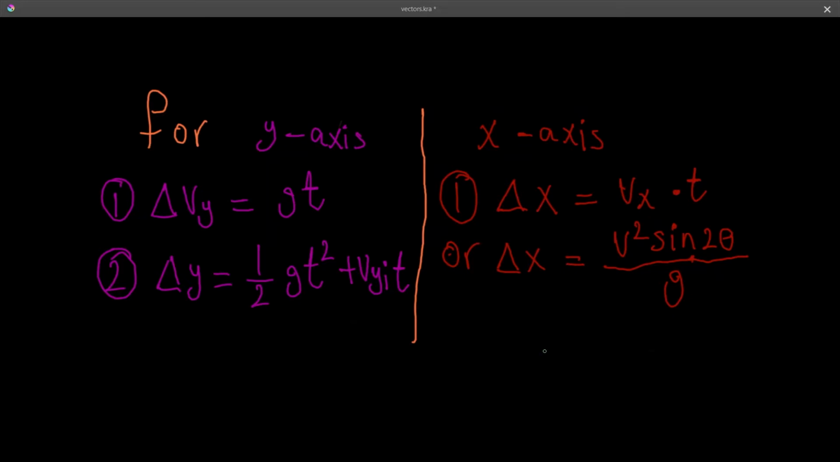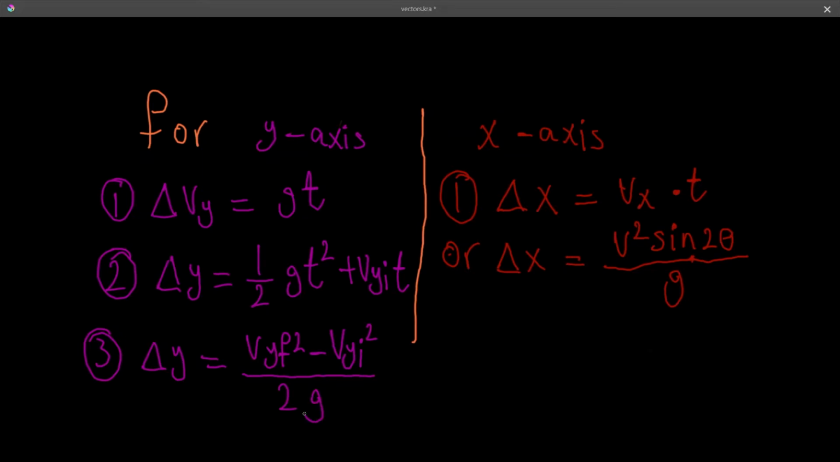Okay, and then another formula that can sometimes be useful for the y-axis would be delta y, or displacement of y, this time it's time independent, is equivalent to vy final squared minus vy initial squared over 2g. These are the most important formulas that you need to know.